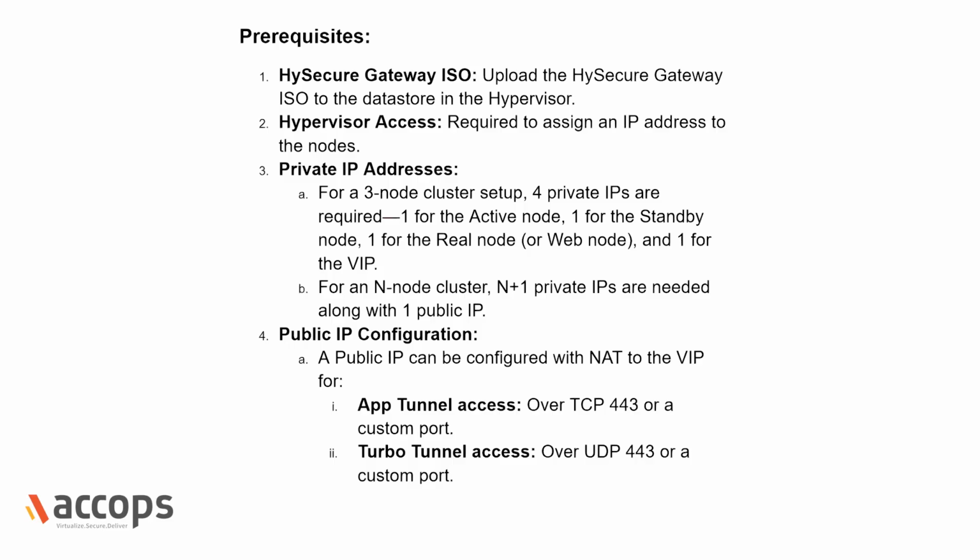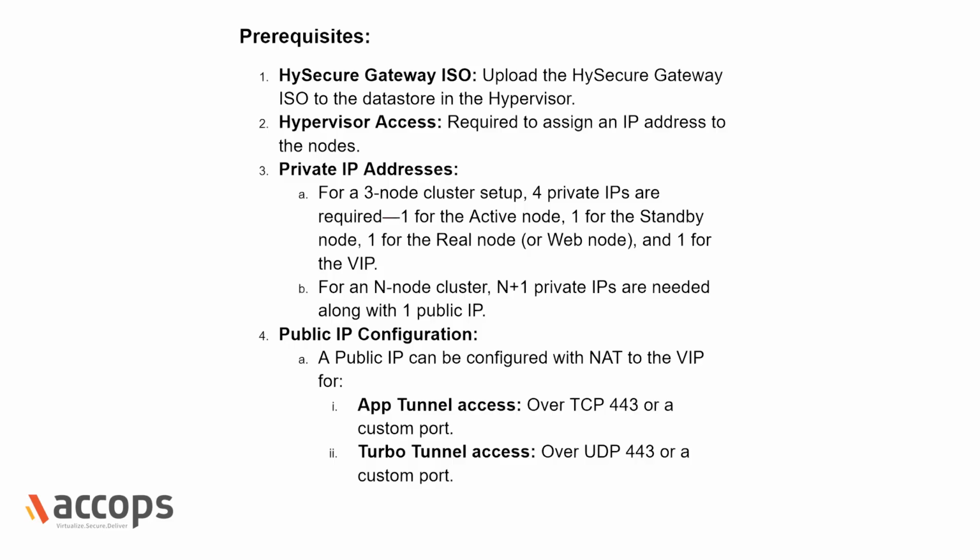For a 3-node cluster setup, you will need 4 private IP addresses: one for the active node, one for the standby node, one for the real node or web node, and one for the VIP. For an N-node cluster, you will need N+1 private IPs and 1 public IP. For public IP configuration, you can set up a public IP with NAT to the VIP for application access.